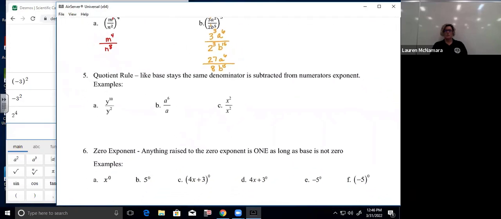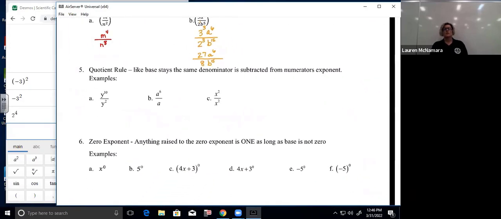My quotient rule. So here I don't have any parentheses. There's no exponent on the outside. Here my quotient rule says, like bases stay the same, the denominator is subtracted from the numerator's exponent. So I look at this and I say, where's my highest exponent of y? Well, it's in the numerator.